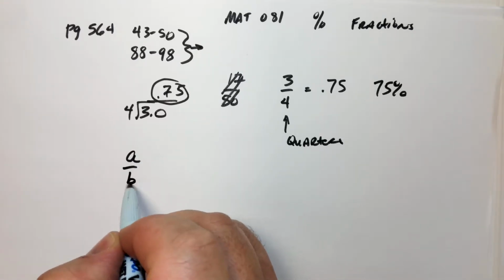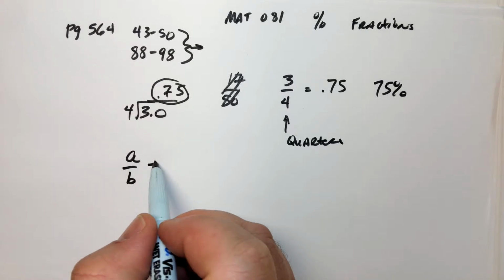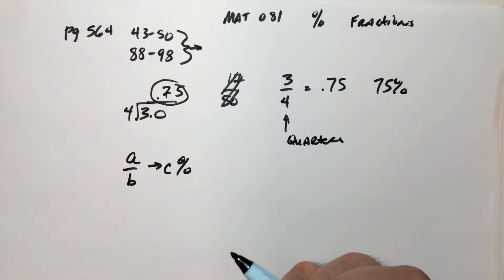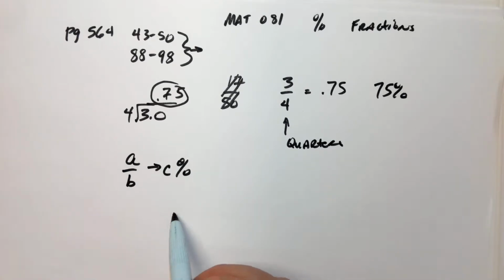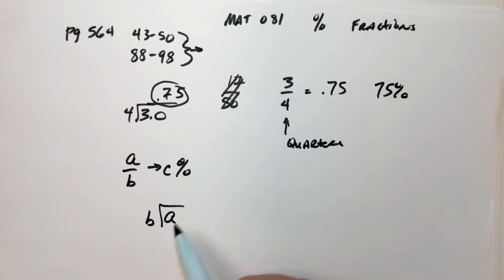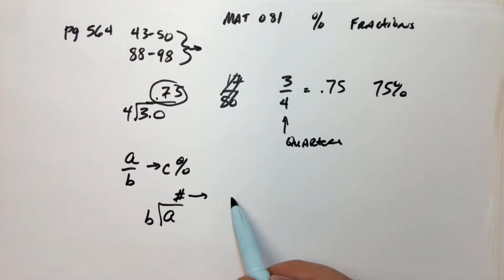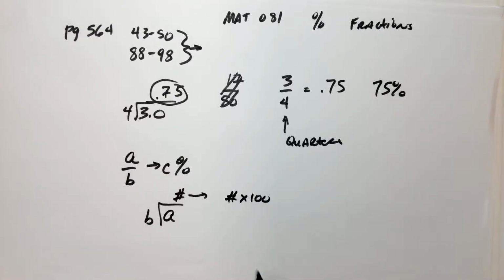So if we have a fraction, a over b, and we need to turn that into a percentage, like c is going to be the number, right? So what you do, you can use a calculator for it, but you're going to do a divided by b, and you're going to get some number, right? So then you take that number, and you have to multiply it by 100, and that will give you your percentage.